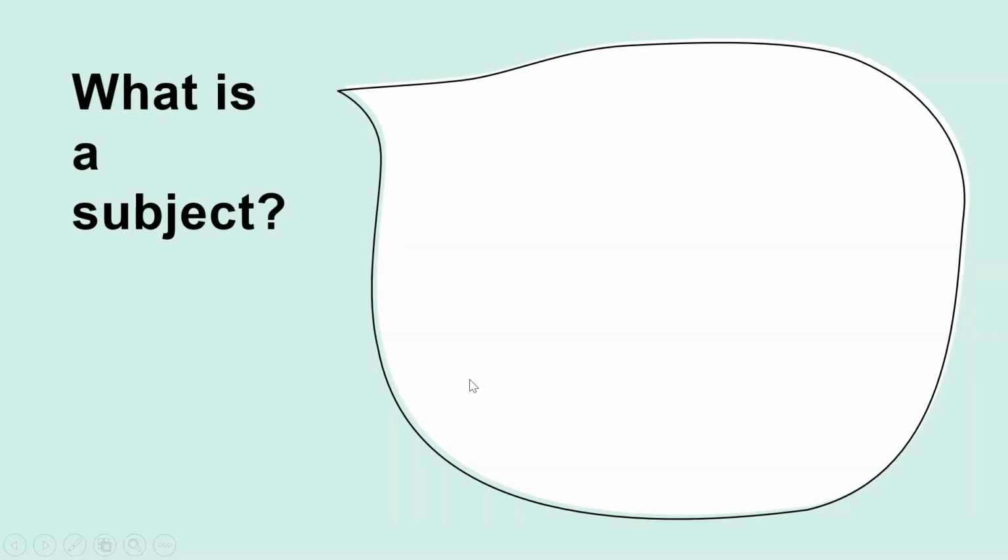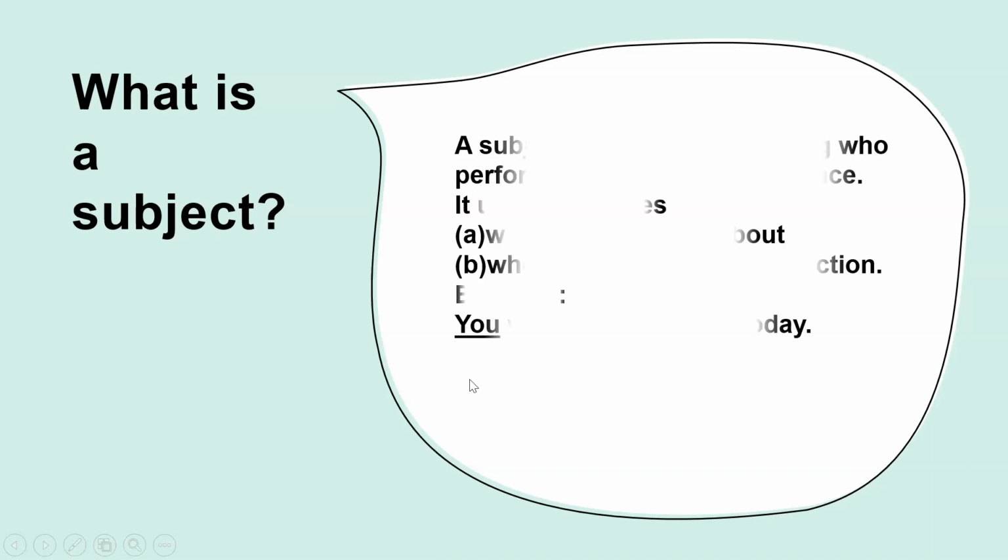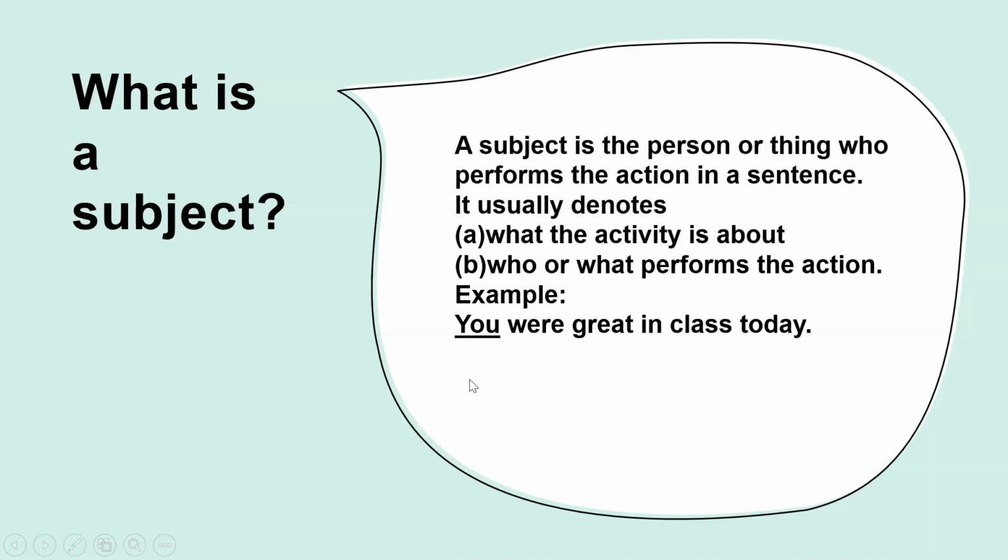But first we need to know what is a subject. A subject is the person or thing who performs the action in a sentence. It usually denotes what the activity is about, who or what performs the action. Example, you were great in class today. Now this you is a subject here.